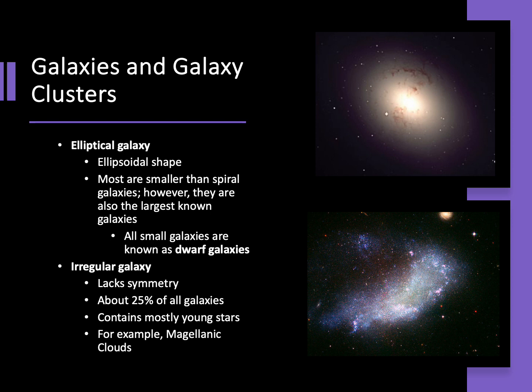And then the third type is called an irregular galaxy. This one doesn't have any set shape to it. It lacks symmetry. And it makes up about a quarter of all the galaxies that we've discovered so far. But what makes these irregular galaxies unique, other than their lack of shape, is the fact that they contain almost entirely young stars. You don't find very many old stars in an irregular galaxy.